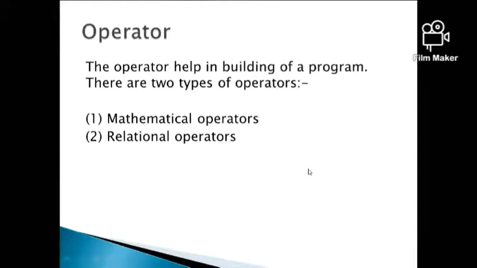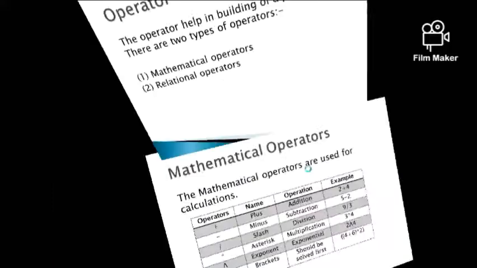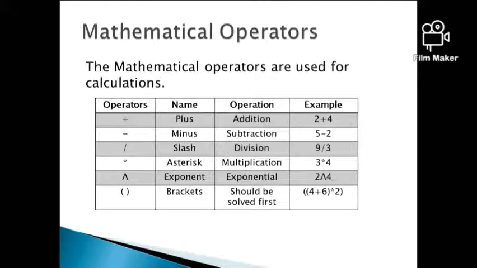Now let's learn about operators. Operators help in building a program. There are two types of operators, mathematical operators and relational operators. These two operators are just like the mathematical operators which you use in your maths. First, we will learn mathematical operators. Mathematical operators are used for calculation, as you know very well. These are the symbols of operators, and you all are aware of these symbols.